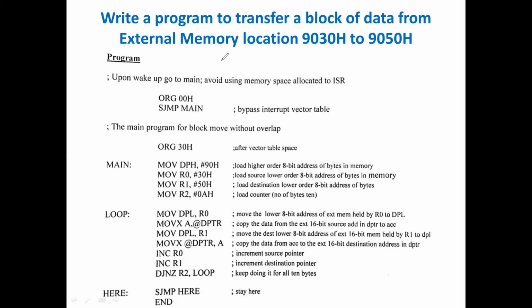So this experiment tells you that we are going to transfer a block of data from an external memory location, starting at location 9030H to 9050H. The bunch of data, starting from the address 9030, can be 5 data, 10 data, 15, 20, 100, whatever, it's up to you. All the data you are going to push to the corresponding destination address.